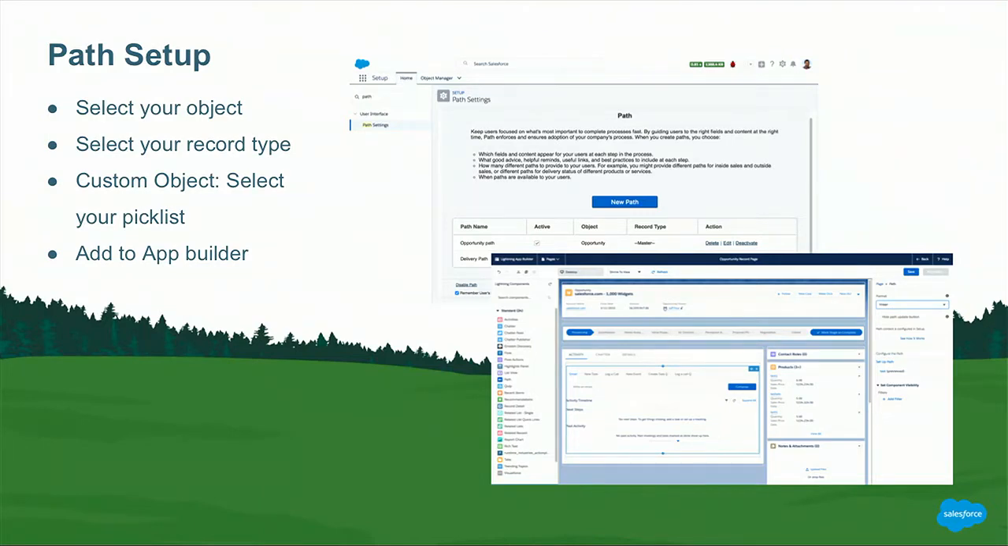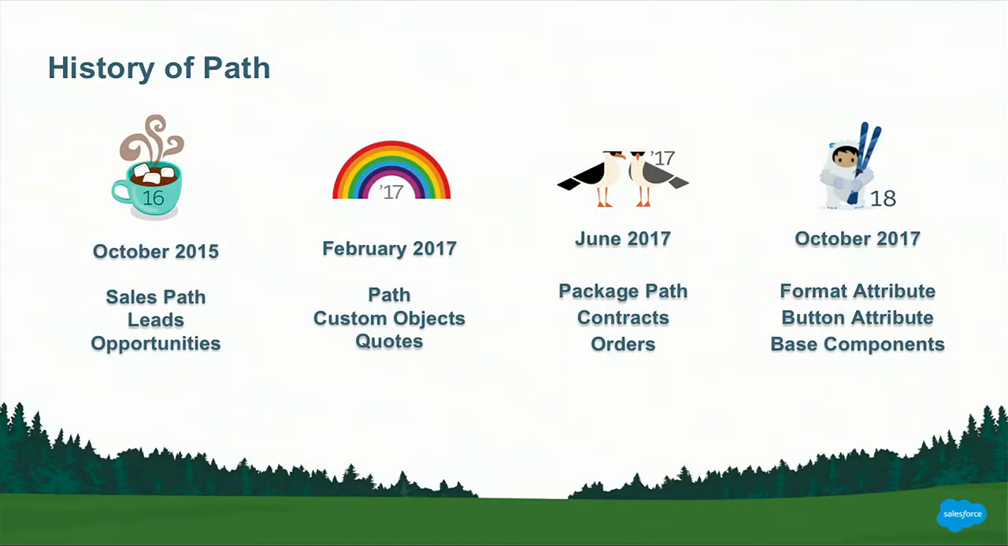Once you've set Path up inside of Setup, you'd go over to App Builder, where you would then add your Path component to your page. So again, this Path setup isn't going away, and you'll still use it for your existing paths.